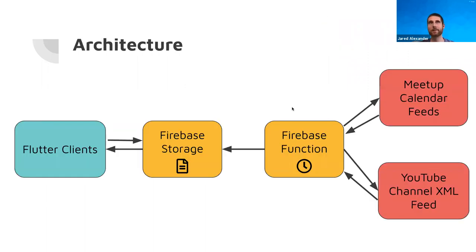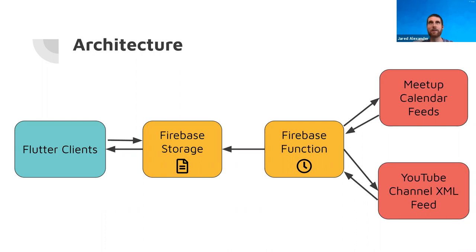And this is what the architecture looks like. So we have the clients on the left. A couple times a day, I have a Firebase function, which is kind of like an AWS Lambda, and that I just write in JavaScript. A couple times a day, it goes out to Meetup, and it goes out to YouTube, parses the data, and then creates a JSON file that's stored in Firebase storage. And I'm using that JSON file as the API.